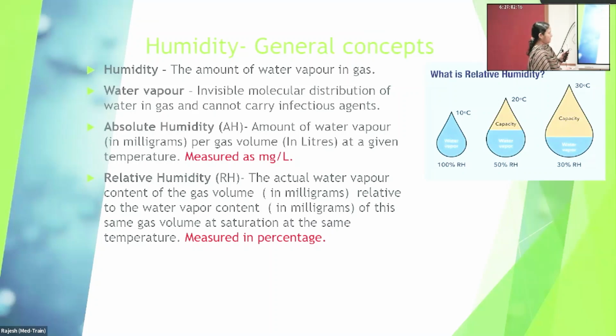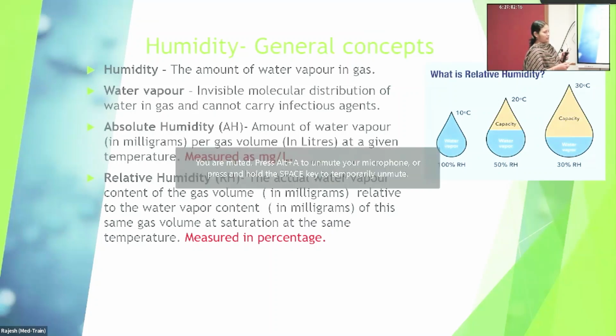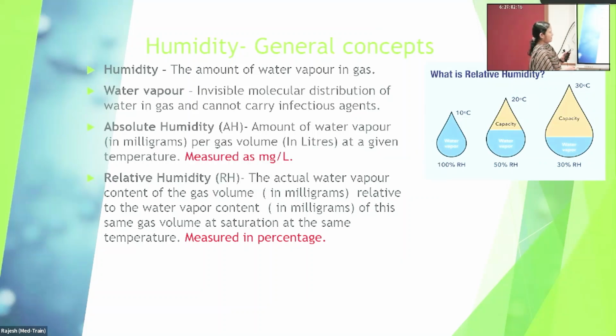So it's just the ratio between the water vapor that is present in the gas to the total maximum water vapor that can be held by the gas at that temperature. Okay, so if we see here, if it is at 10 degrees centigrade, it is holding maximum water vapor, it is 100% relative humidity. If it is holding only 50%, it is 50% relative humidity.